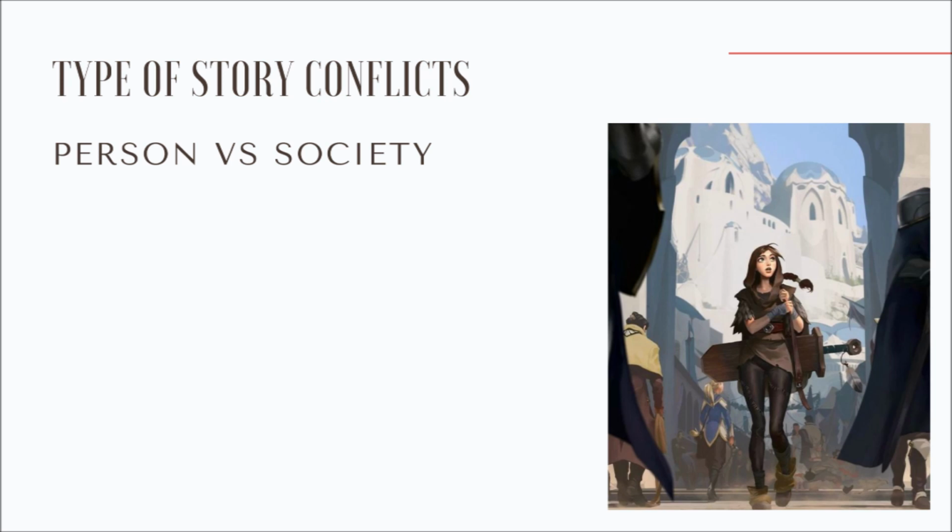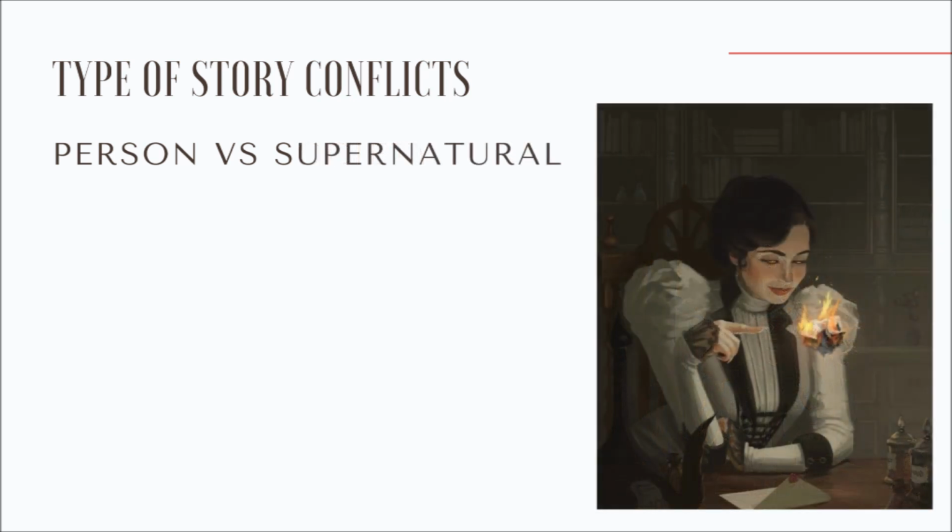So maybe something which is not considered normal in this world is considered normal in that alternate reality. For example, magic. You can use person versus supernatural. That is conflict between the characters and the paranormal or otherworldly events. This is usually what we call a fantasy novel.